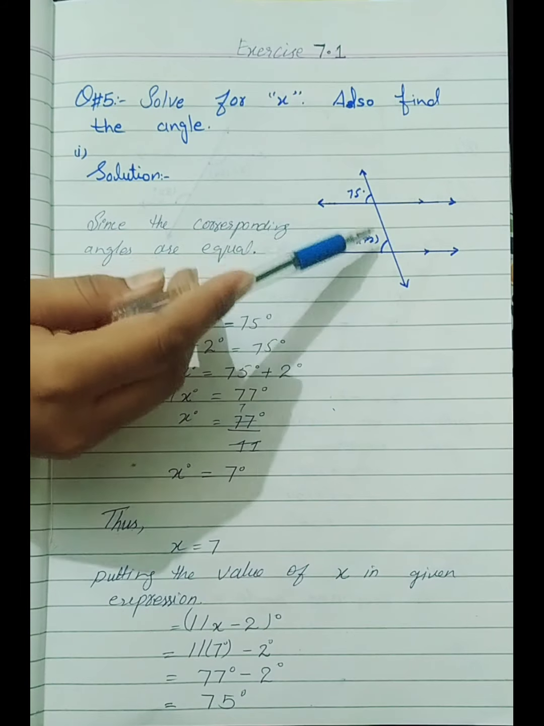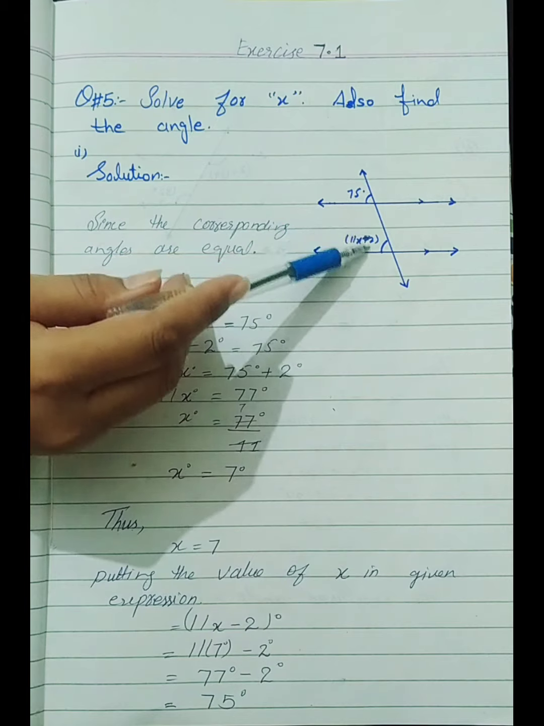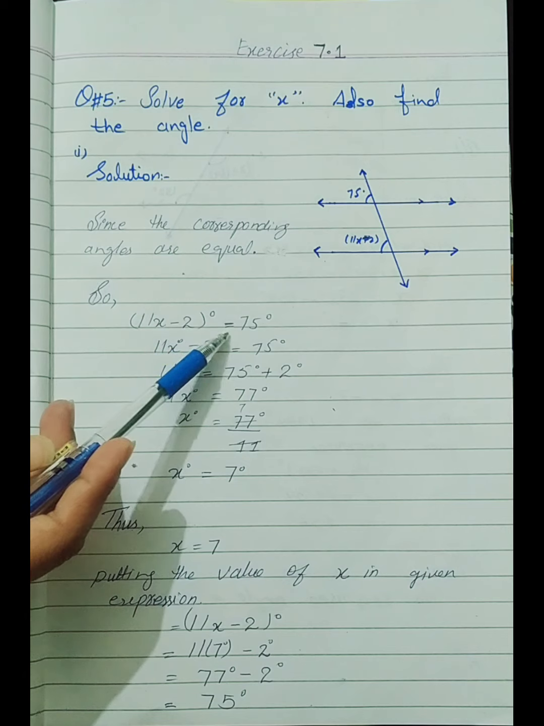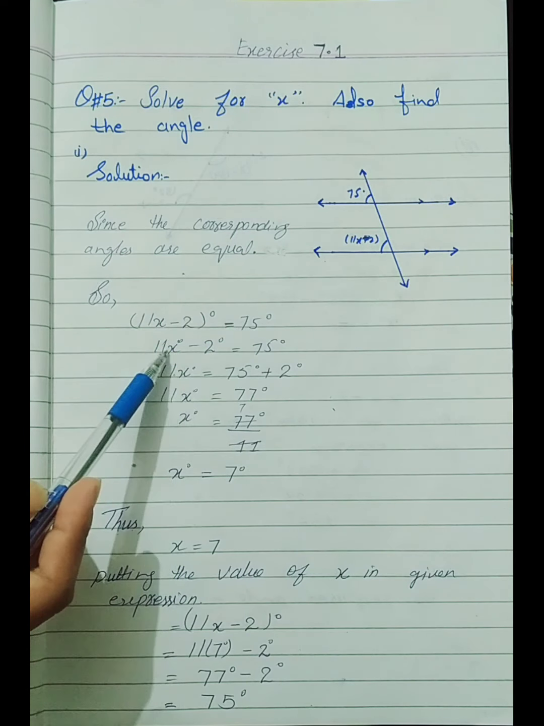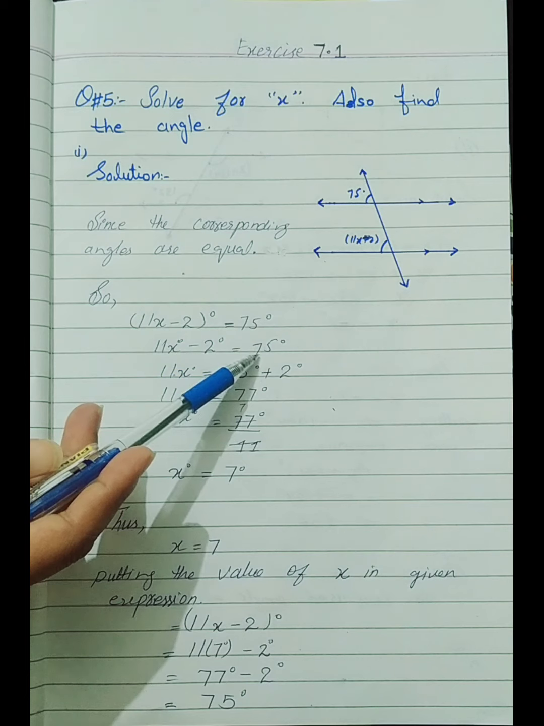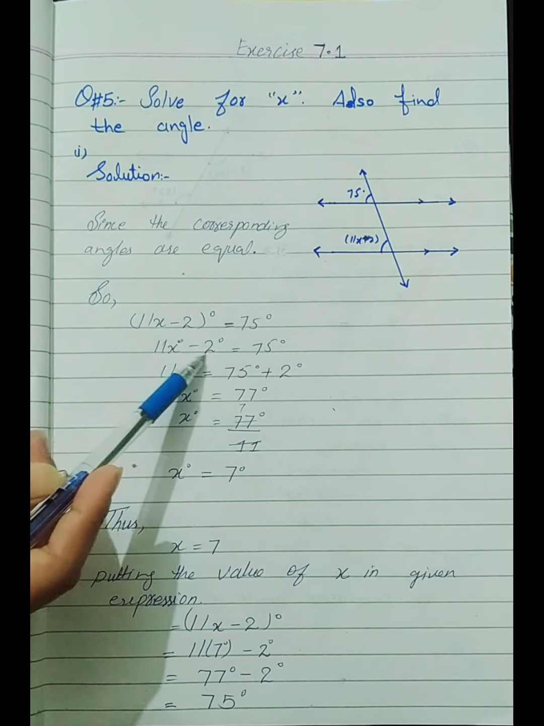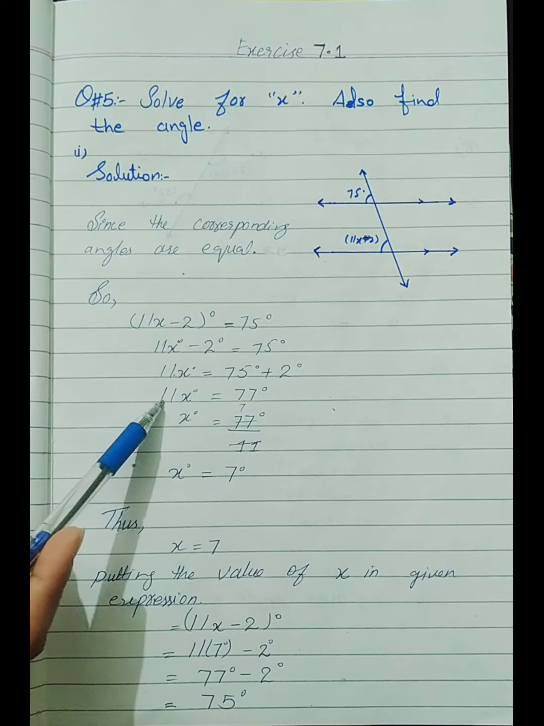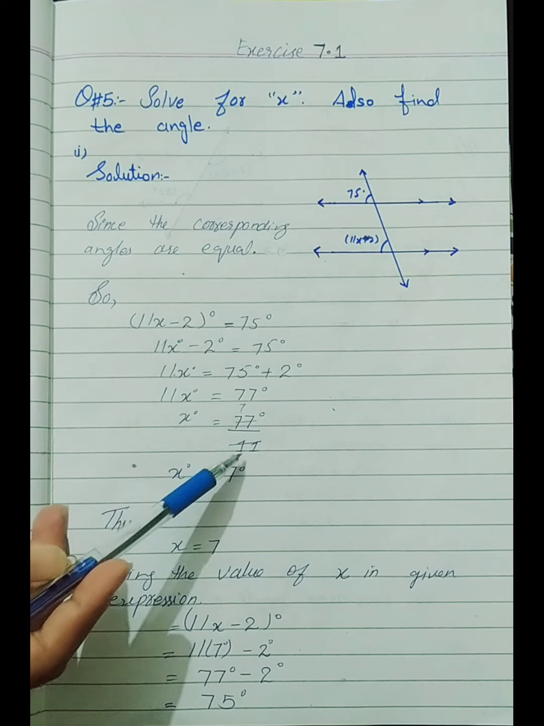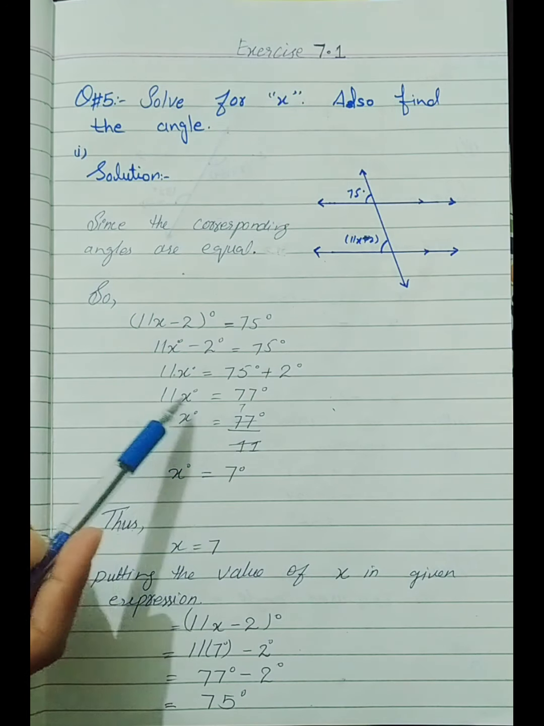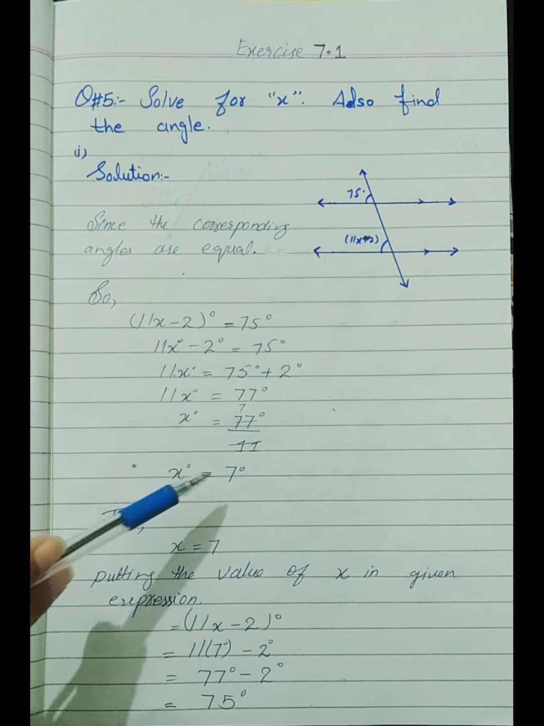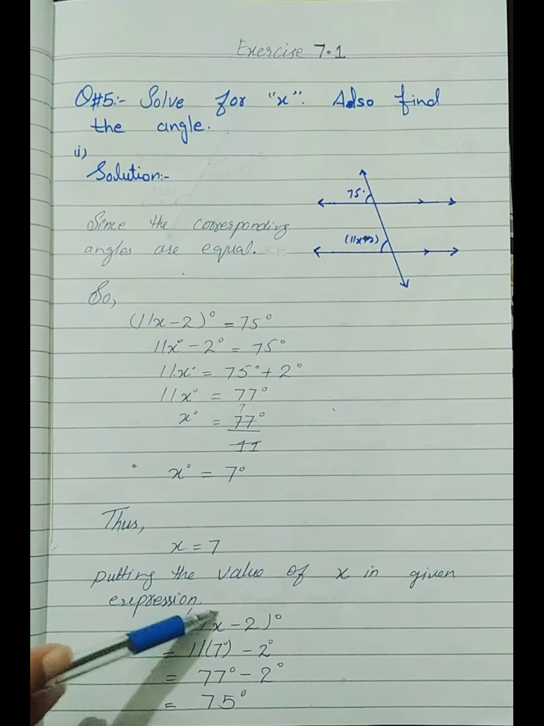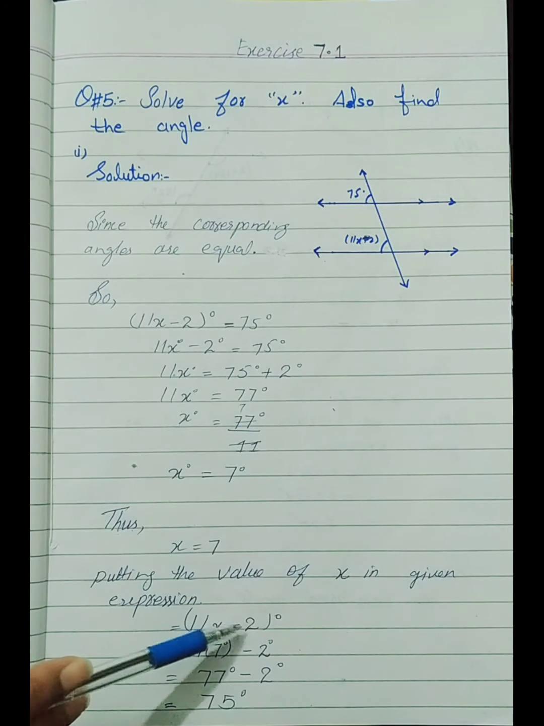Since these angles are corresponding angles and corresponding angles are equal, we have 11x minus 2 equals 75 degree. 11x minus 2 equals 75, so the 2 is added to the other side and we get 77 degree. 11 is multiplied here, so to the other side 11 will be divided, and we get 7, so x is 7.